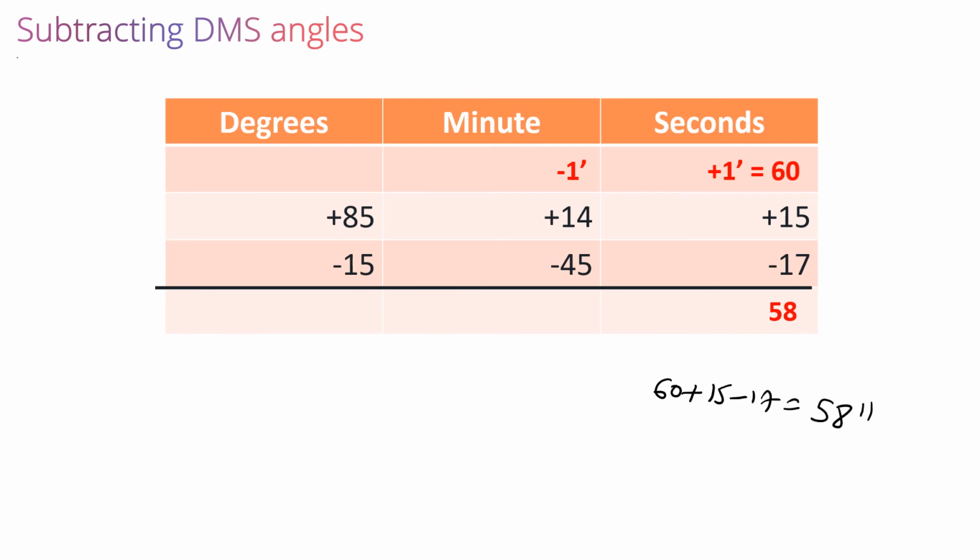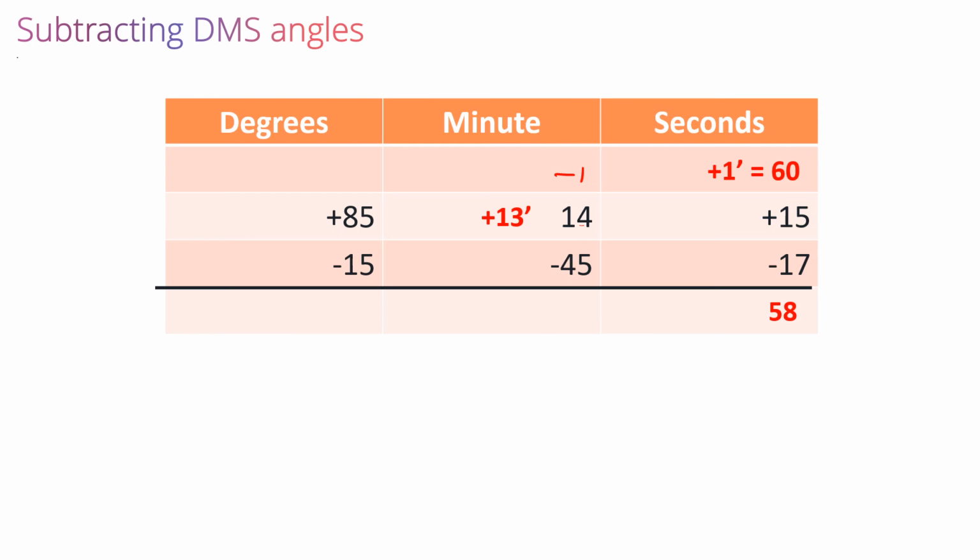Now see here, you took away 1 minute from here, so 14 minus 1 is 13. So I can write this as 13 minutes, because I took away 1 minute from here, so 14 minus 1 is 13. Again, you can't subtract -45 from 13, right? Because we'll get a negative minute, and again you are violating the laws of physics.